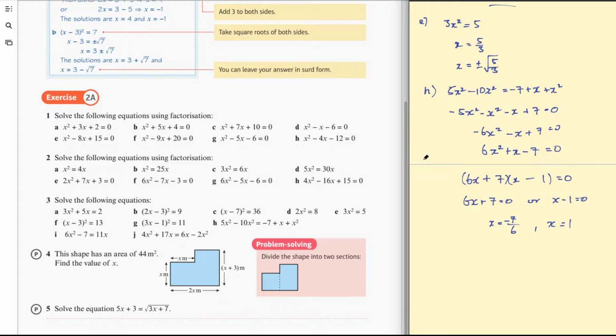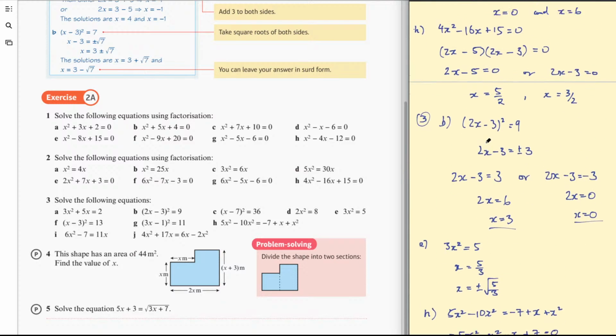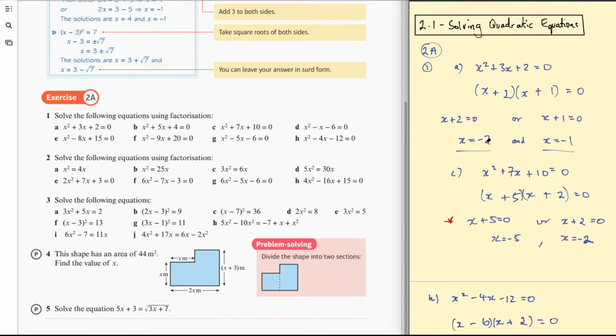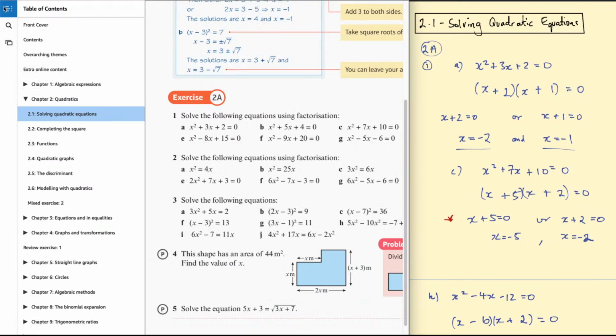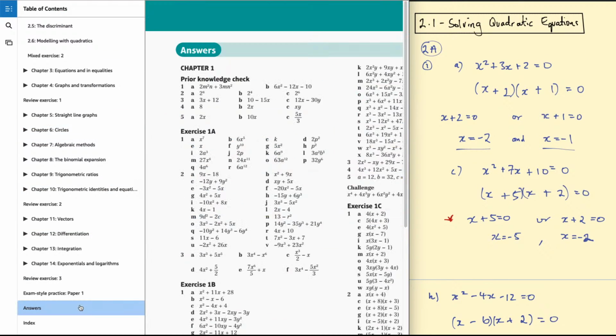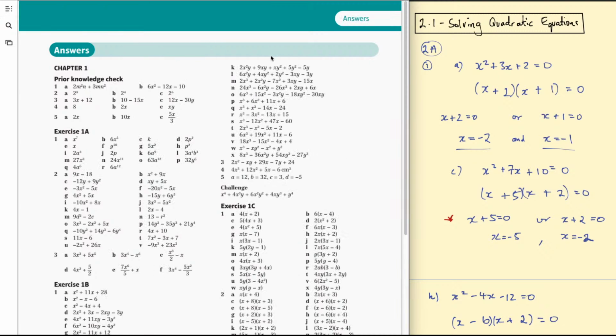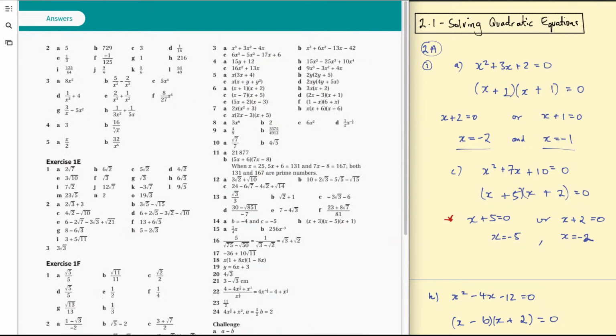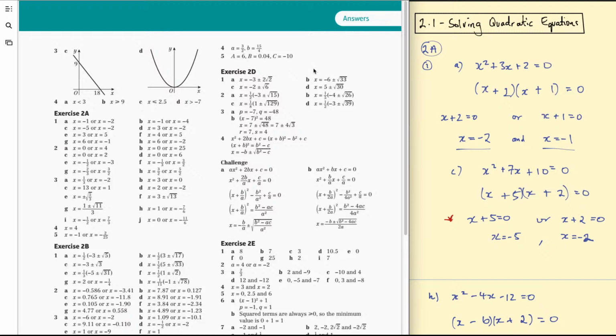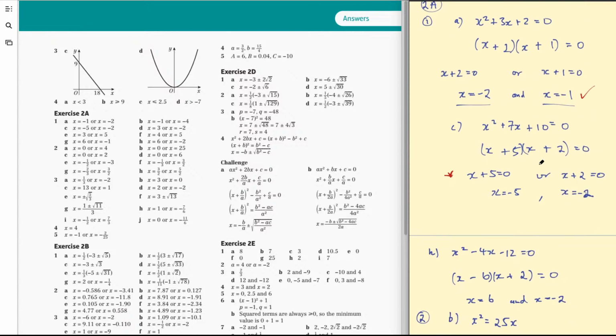Hopefully you had a go at a couple of those. I'm going to go ahead and check my answers so far just to make sure I'm not making any mistakes. And of course, you can always correct me if you're in the live chat. Feel free to pick me up on anything, any mistakes I'm making. Okay. So where are we? Exercise 2a. I did A. That was -1 or -2.